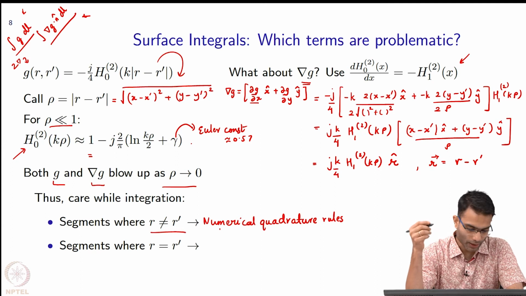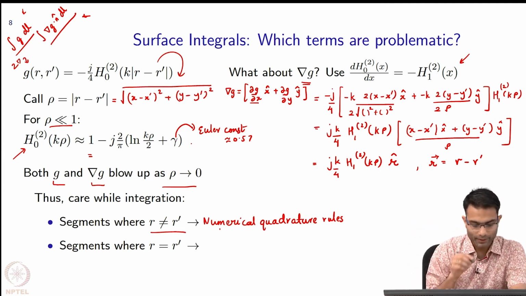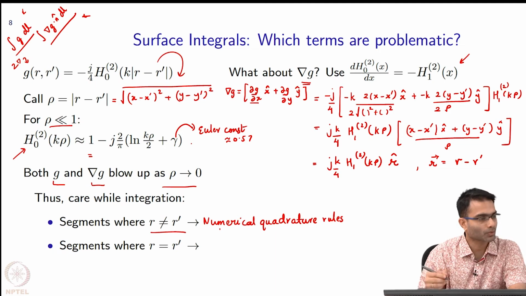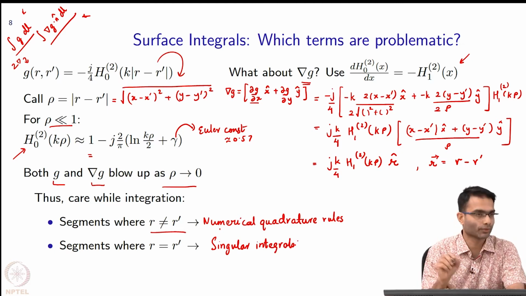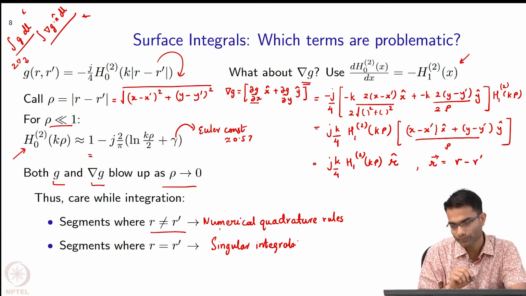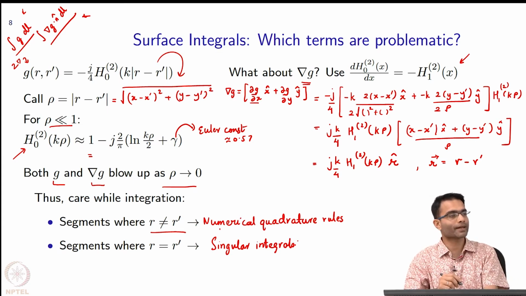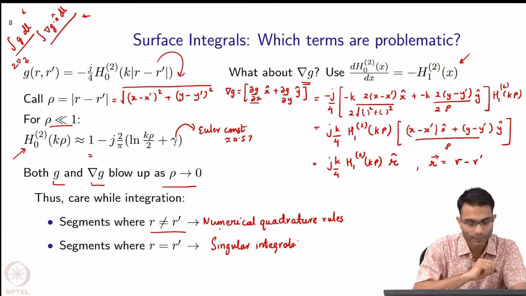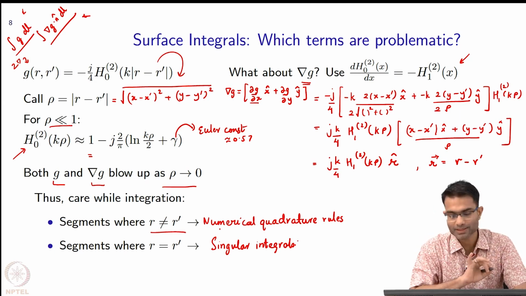So, when r is not equal to r prime, I will use numerical quadrature rules, no problem. Segments where r is equal to r prime, those are what are called singular integrals. These have to be done carefully and we will look at these next, how to evaluate these integrals. Those of you who have done a course on complex analysis will find some of this familiar. If not, it does not matter. So, this is what we will look at, but is the general idea clear?